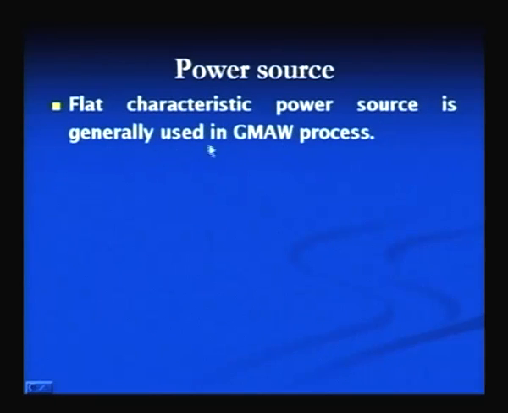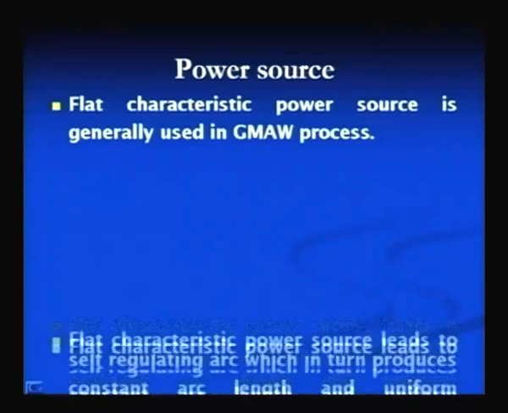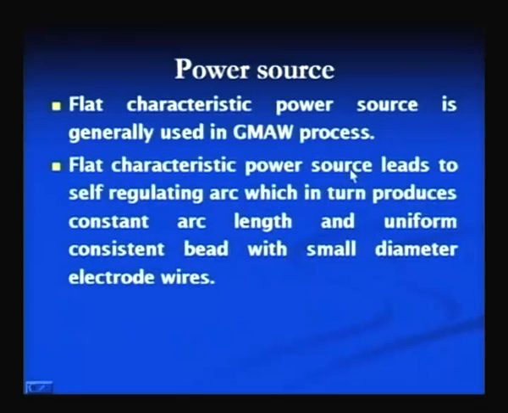In a gas metal arc welding process, normally a flat characteristic power source is generally used, because it helps to develop the self regulating arc to maintain the arc length. The flat characteristic power source leads to the self regulating arc, which in turn produces a constant arc length and uniform, consistent bead, particularly with the small diameter electrode. If large diameter electrodes are to be used, then constant current type power sources are selected.